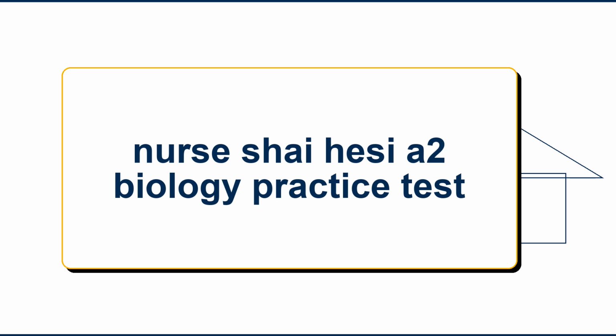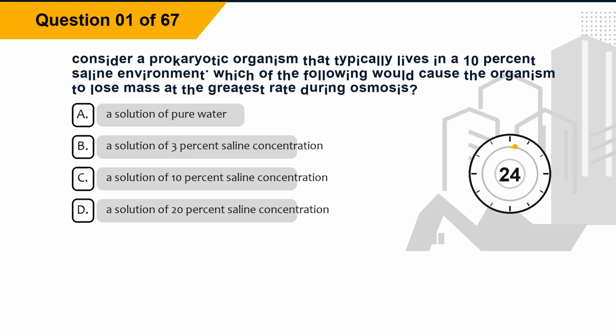Nurse HESI A2 Biology Practice Test. Question 1. Consider a prokaryotic organism that typically lives in a 10% saline environment. Which of the following would cause the organism to lose mass at the greatest rate during osmosis?